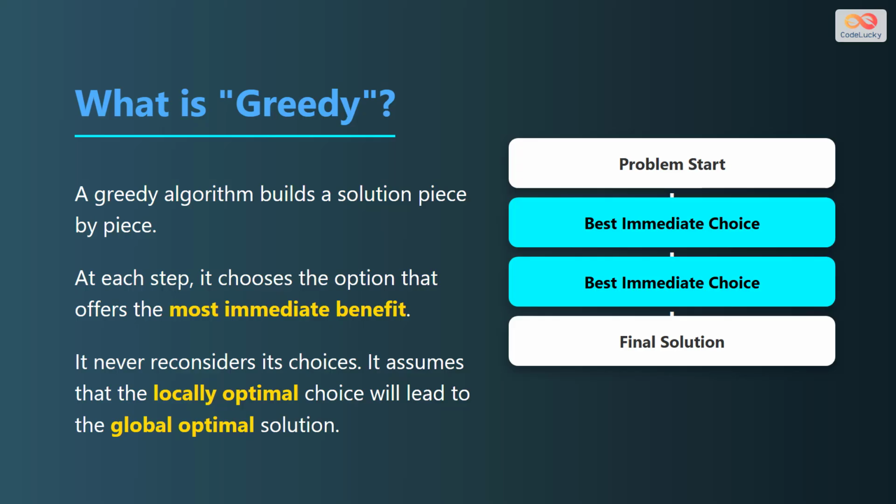So, what exactly is a greedy algorithm? Simply put, it is an approach to solving a problem piece by piece. At every single step, the algorithm selects the option that looks the best right at that moment, without worrying about the future consequences. It assumes that by choosing the immediate, locally optimal benefit, it will eventually arrive at the globally optimal solution for the entire problem.